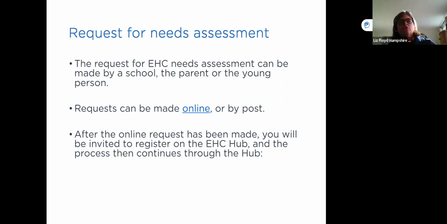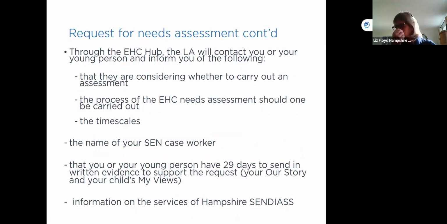So as I said before, requests can be made online or by post, and after the online request has been made, you will be invited to register on the EHC hub. And then once you've registered, you should be able to access the hub thereafter. And the idea is you can check up on updates. So if the school have updated the information, you should be able to see it on there. If the LA have updated any information, and it will also have information of your caseworker as well on there if you need to contact them.